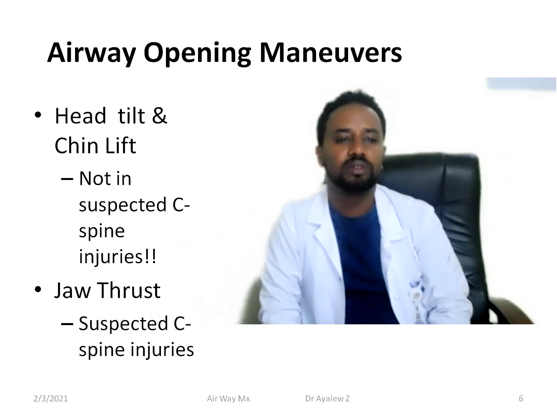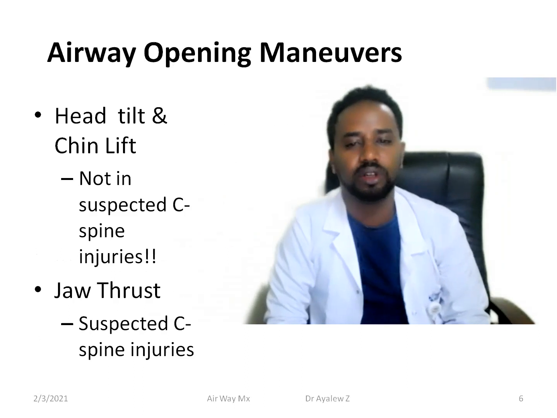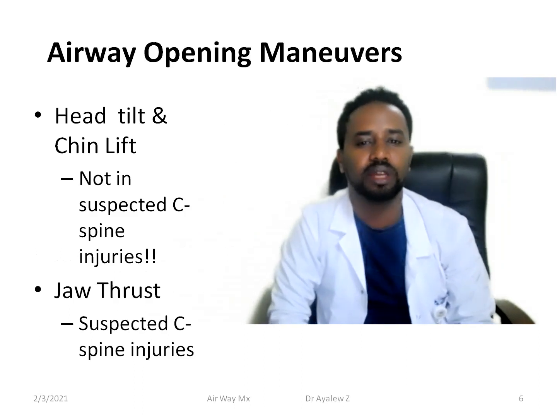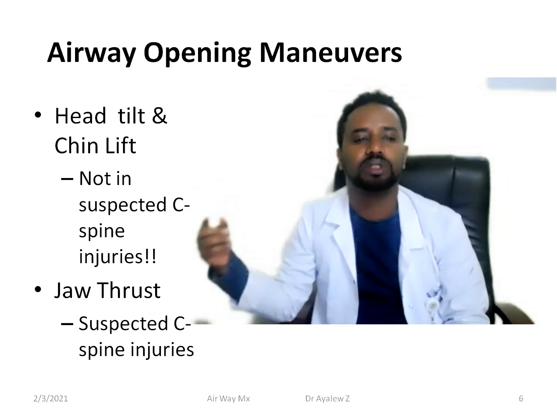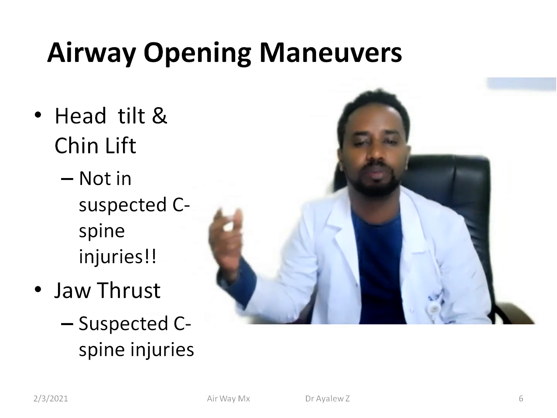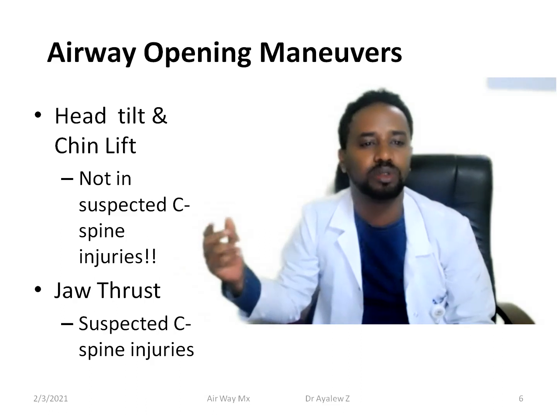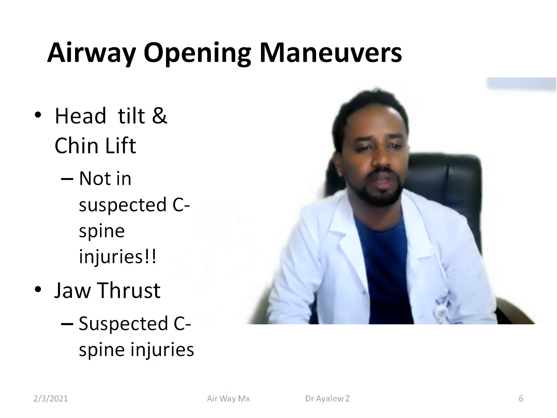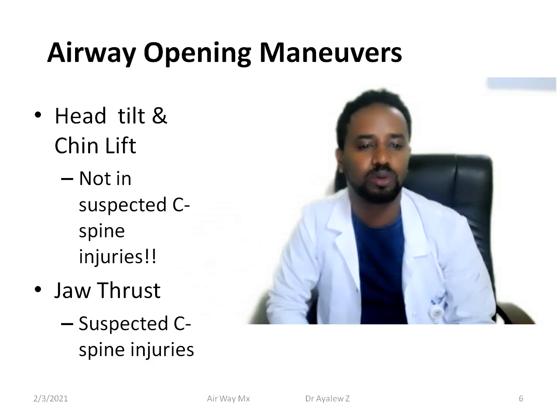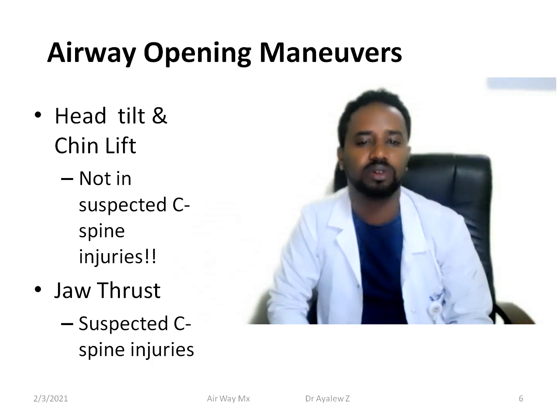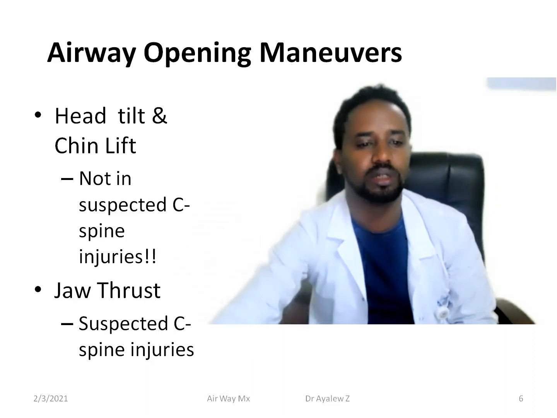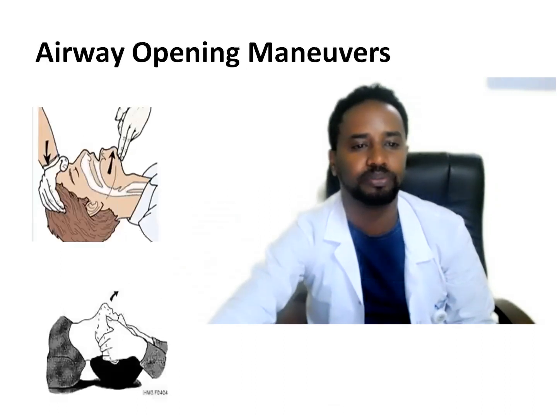There are different maneuvers to intervene for a patient with airway problems. The first one is head tilt chin lift, which is mostly used for patients who don't have any injury, or for those in whom we don't suspect C-spine injury. The other is jaw thrust. Jaw thrust is a safe way, and it's mostly used when you suspect C-spine injury.